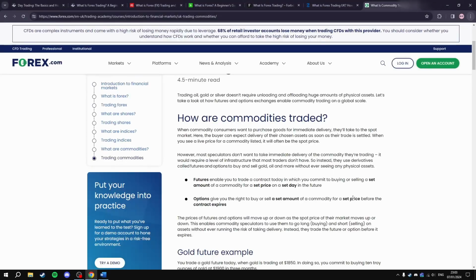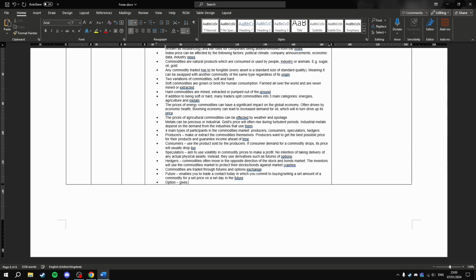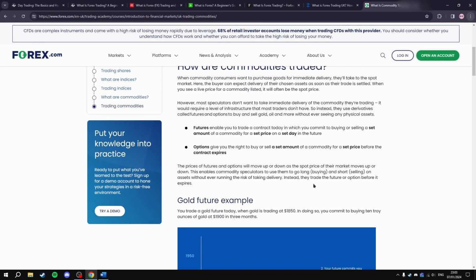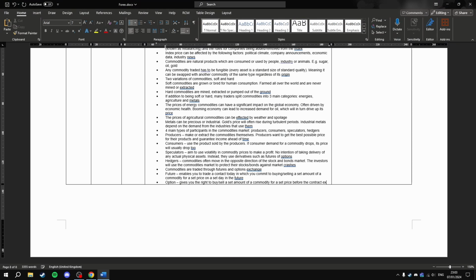So, the right to buy or sell a set amount of a commodity for a set price before the contract expires.